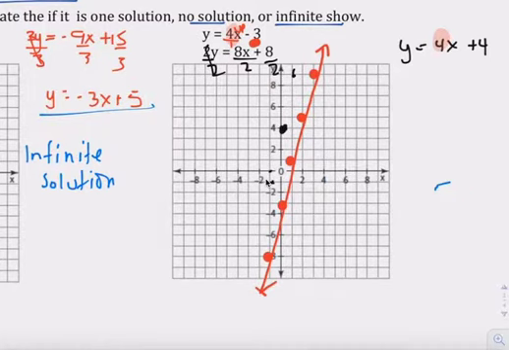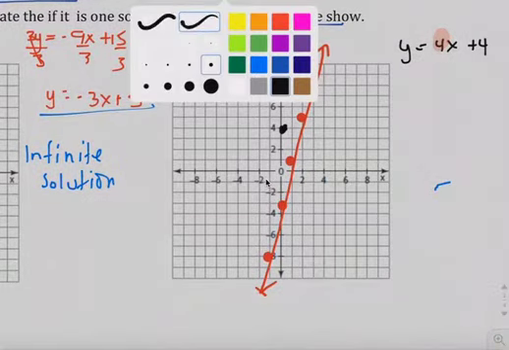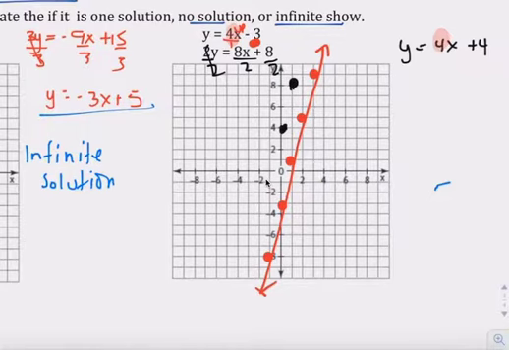Hold on a second. Counting too many. 4 over 1. Graph it. Connect the dots. Parallel line, no solution. The lines never meet.